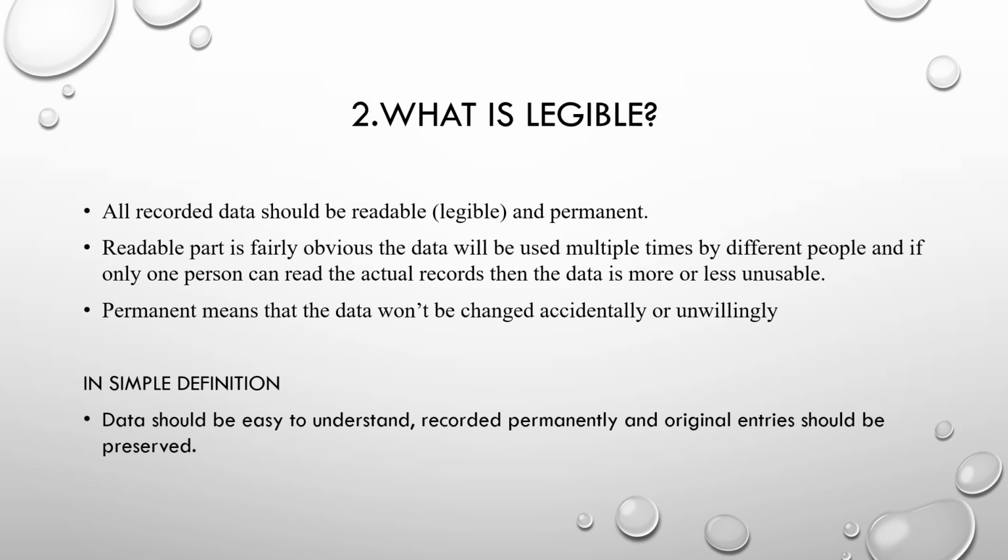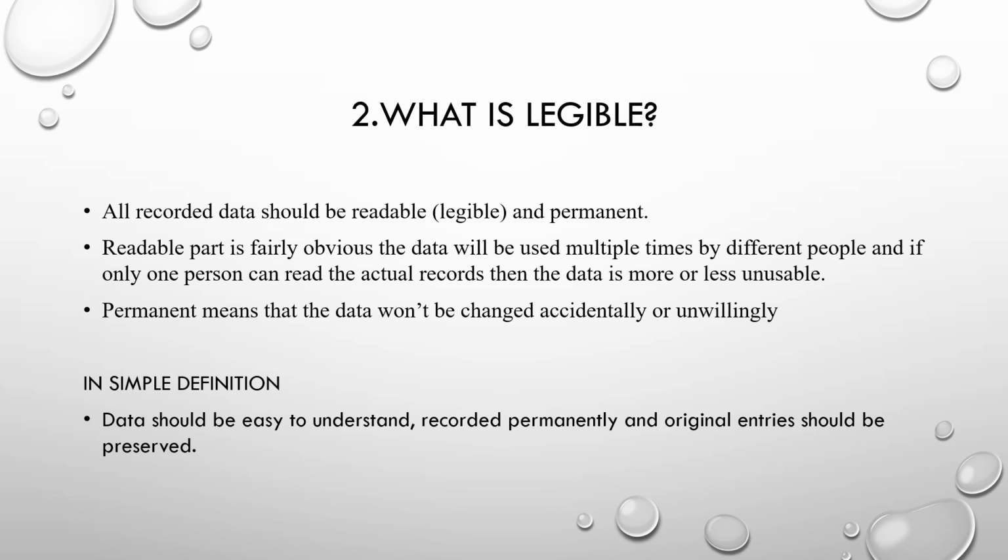The readable part is fairly obvious, right? When the data is used multiple times by different people, if only one person can read the actual records, then the data is more or less unusable. So the data which is generated is used multiple times by multiple different people, and each person should be able to read that record. If only one person can read the record, it is more or less unusable.